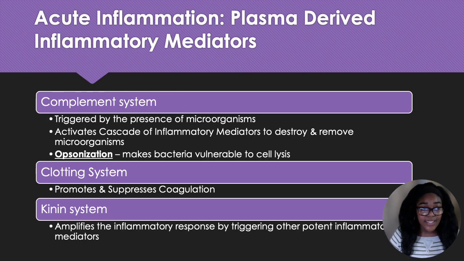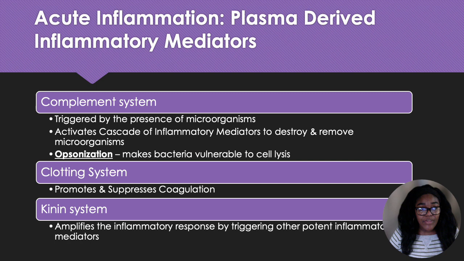So we're still in that vasoactive section of our inflammatory response, and I mentioned that there are different things that are activated as it relates to that inflammatory response. What I would like for you to know is that there are different systems that are also associated with the inflammatory response. And more specifically, these are dealing with that vasoactive area. So you have that complement system, and it is triggered by the presence of microorganisms. We have that inflammatory cascade that is occurring that helps to destroy and remove organisms.